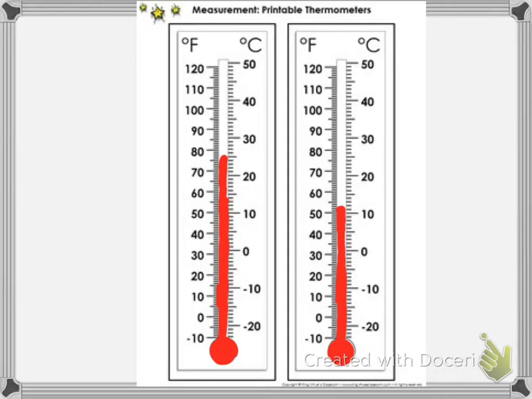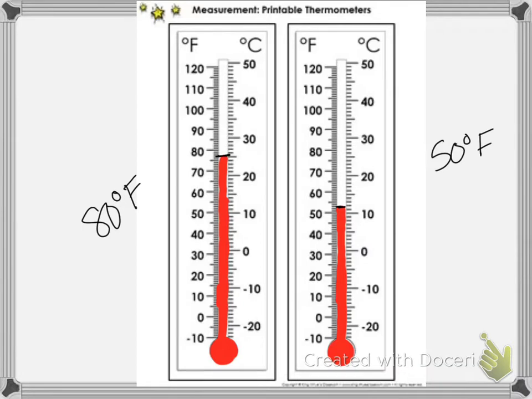What about this next one? This one we can see is almost up to the 80. So we would say that this is about 80 degrees Fahrenheit. This next one, we can see it's closer to the 50 than it is to the 60. So we would round this and say it's about 50 degrees Fahrenheit.